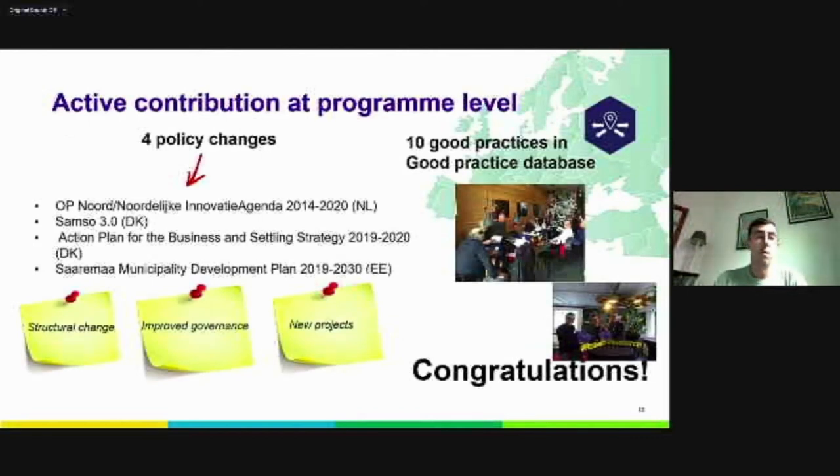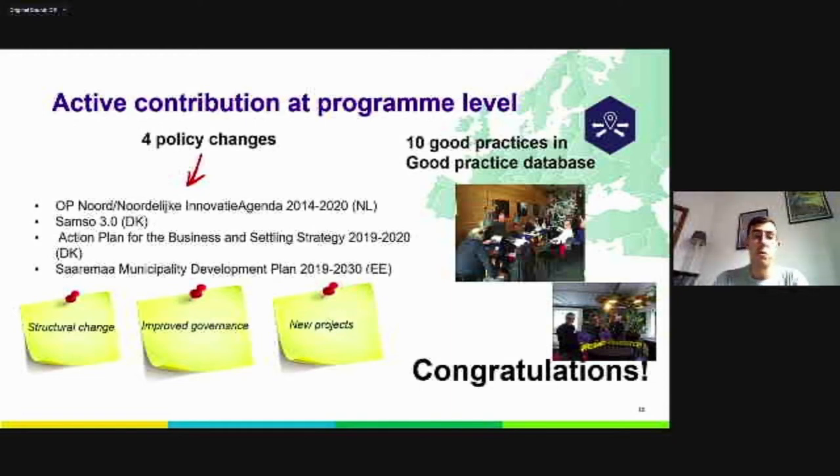Also, I'd like to thank you very much for your active contribution at program level, because you have 10 good practices which have been selected on the portal of the policy learning platforms. So this is a very good number. Not so many projects managed to achieve this figure, because the experts really select the ones which are really relevant for as many institutions as possible. So this is a really good figure.